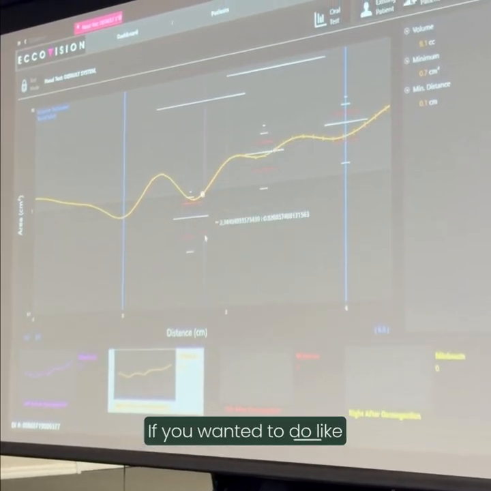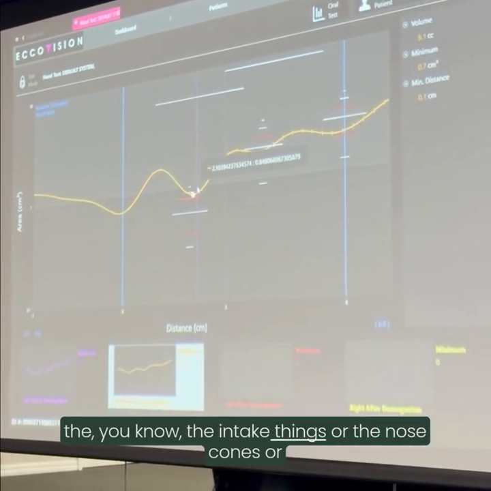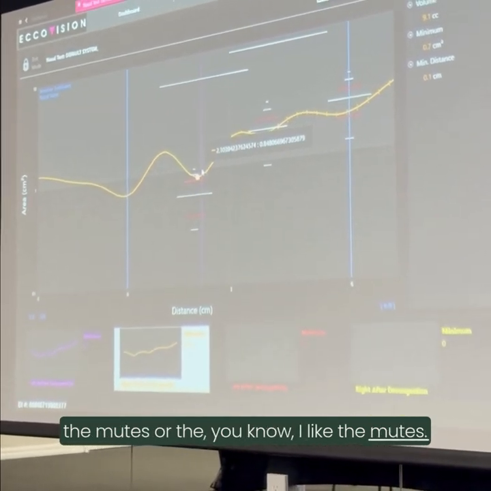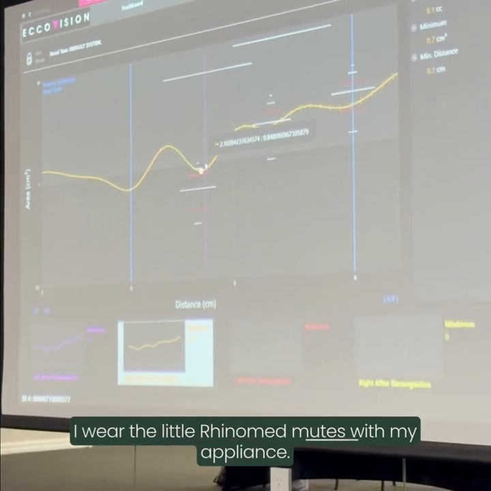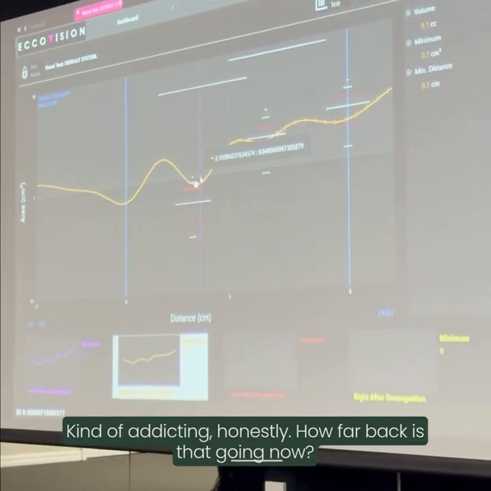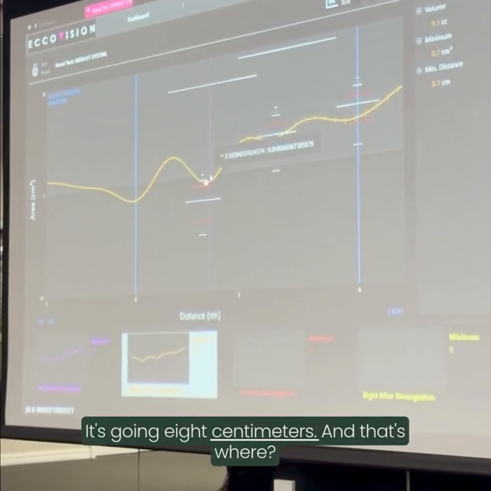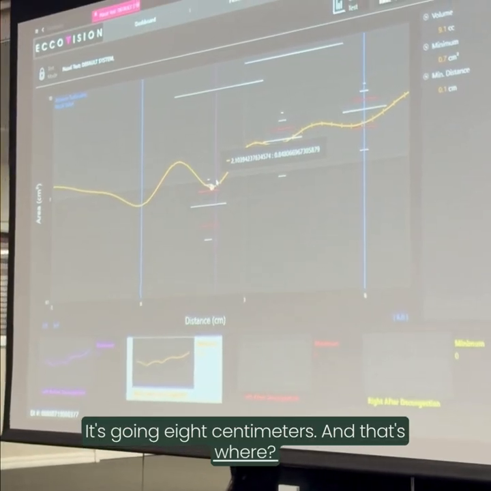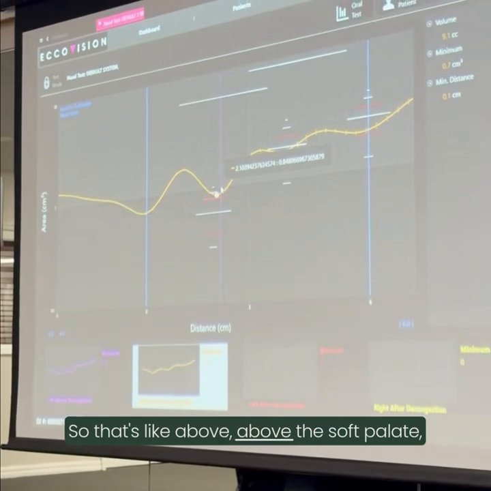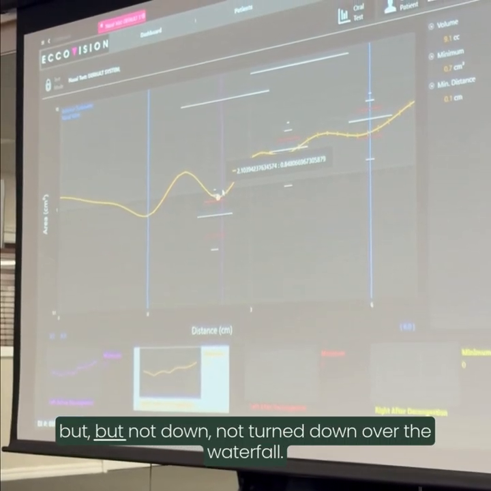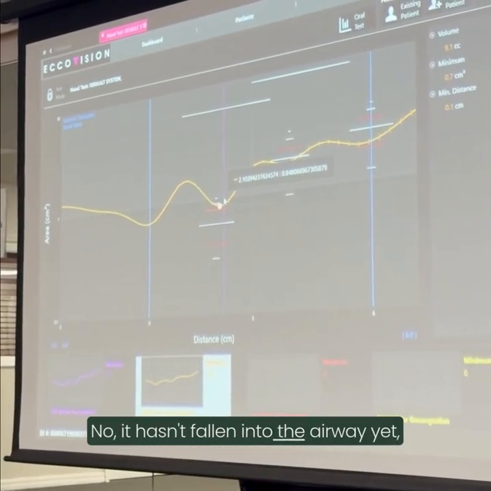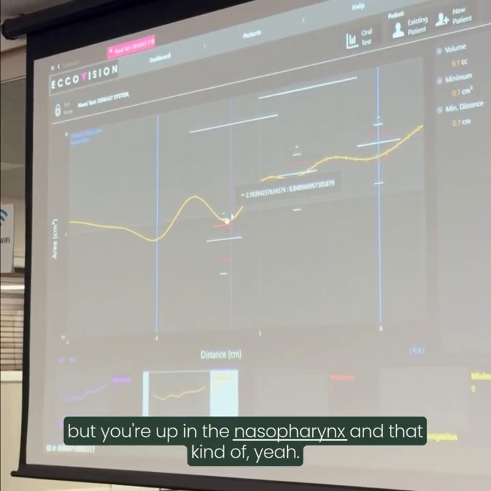If you wanted to do the nasal intakes or the nose cones or the mutes, I like the mutes. I wear the little Rhinomed mutes with my appliance. Kind of addicting, honestly. How far back is that going now? It's going 8 centimeters. That's into the nasopharynx, so above the soft palate, but not turned down into the waterfall yet. It hasn't fallen into the airway yet, but you're up in the nasopharynx.